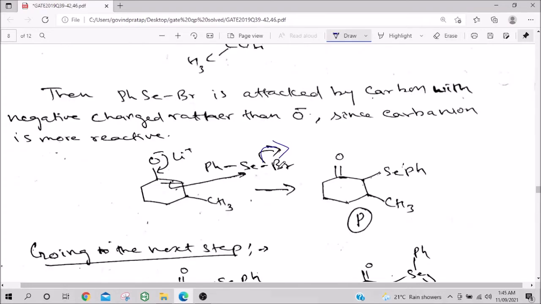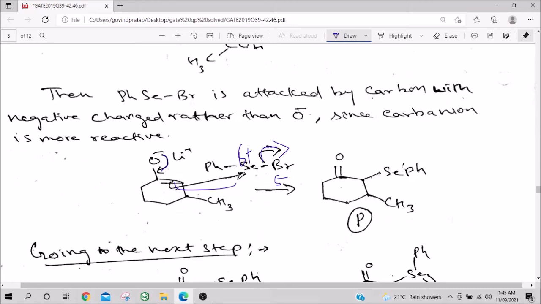So bromine had negative polarity and this one had positive polarity because bromine pulls the electron. Selenium happily undergoes this nucleophilic attack on it. So this comes down, this comes and attacks here and you're getting this. And next step you are adding H2O2.